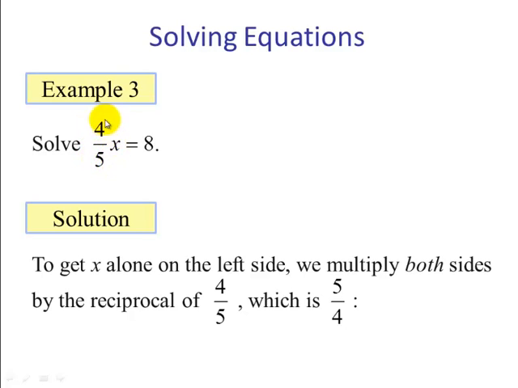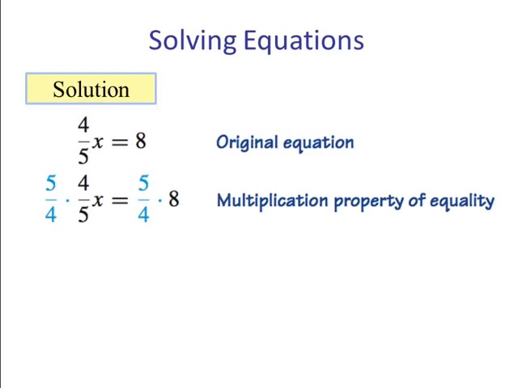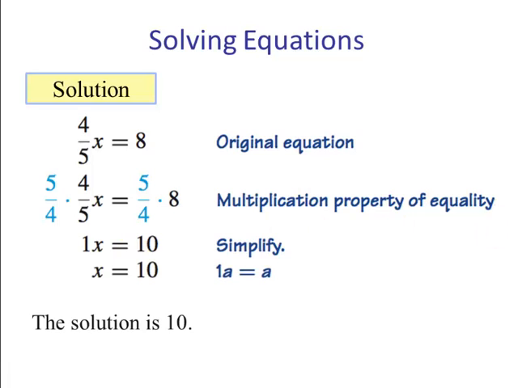Now our variable is on the left-hand side again, we want to get rid of 4/5. So one way of getting rid of 4/5 is to multiply by the reciprocal. The reciprocal of 4/5 is 5/4. So if we multiply both sides by 5/4, the reciprocal, the 5's cancel, the 4's cancel, this becomes a 1, and 1 times x is x. If we multiply here, 5/4 times 8, becomes 10. So 1x equals 10, and of course 1x is the same thing as x. So the solution is 10.